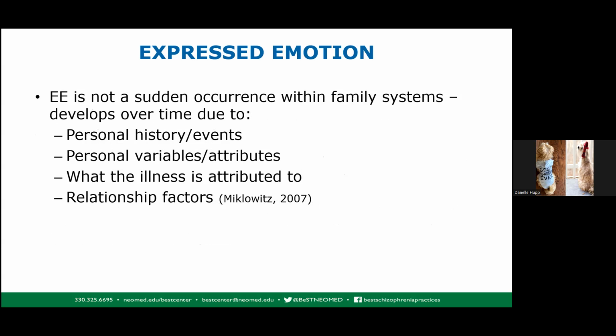Expressed emotion, though, is not a sudden occurrence within family systems. This is something that really does develop over time, and that's due to several factors. Things like the personal history or events within members of that family system, personal variables or attributes of each member of that family system, what differing individuals within that family system are attributing the mental illness to. Is it attributed to the individual themselves, to another loved one, to genetics? It just varies within family systems what people are attributing the illness to, and also the various relationship factors and dynamics within that system.